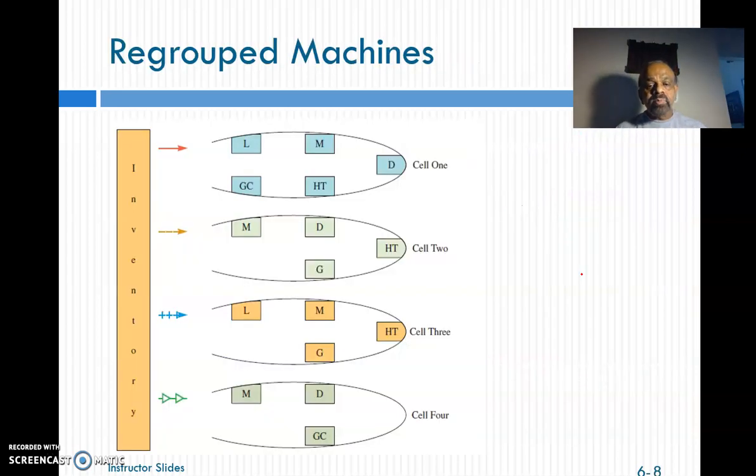And the machines can be regrouped as well in the cell, as we see. So you can have one where we have the lathe, the milling machine, the heat treatment, and the grinding machine in cell 3. Or in the first cell, all the machines are there, whatever it is. So it is very flexible.